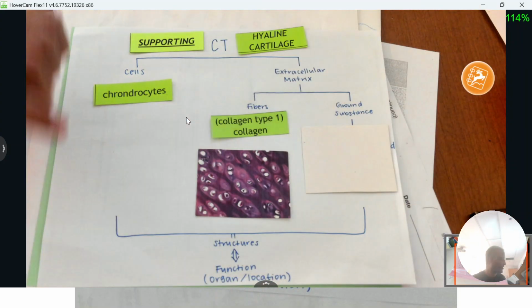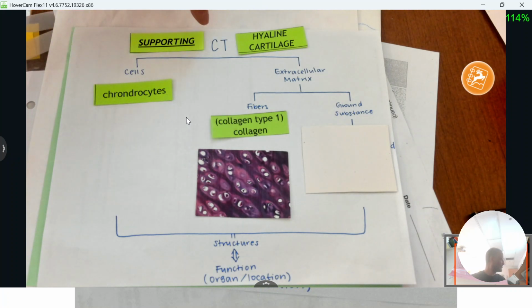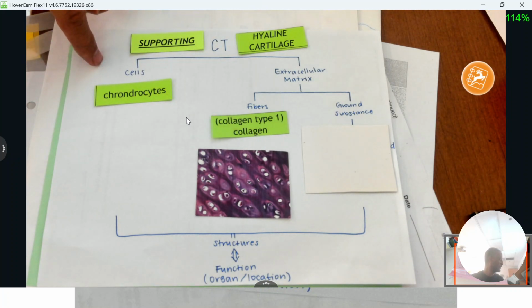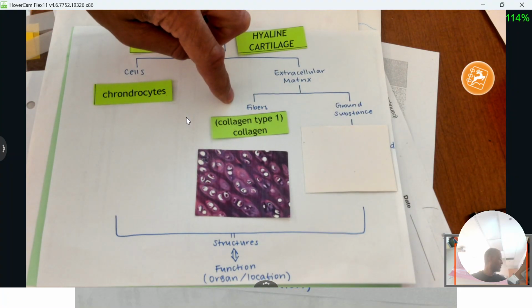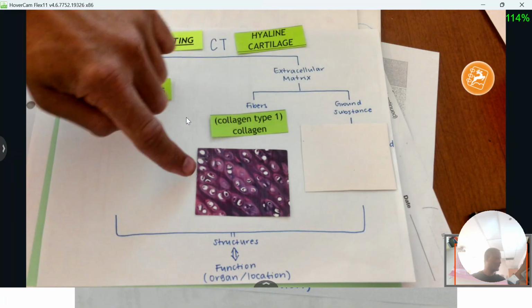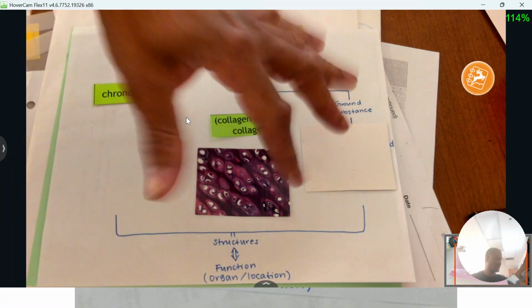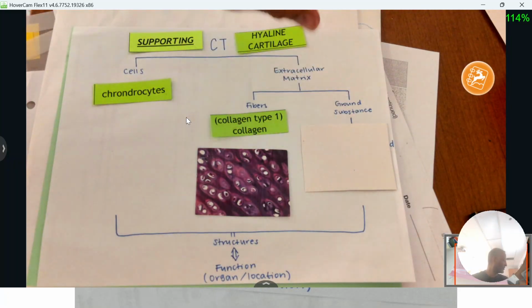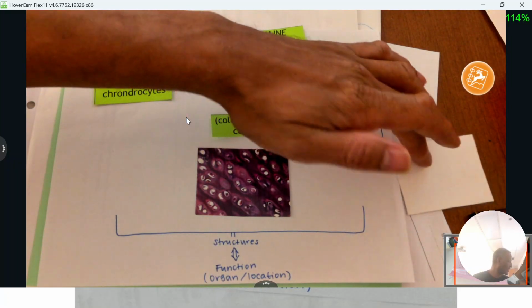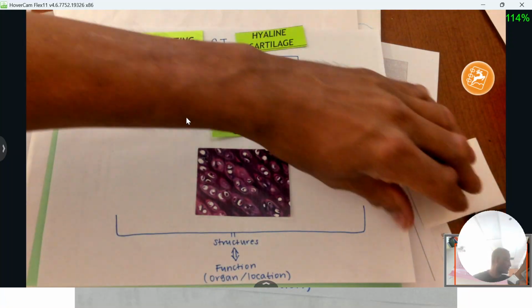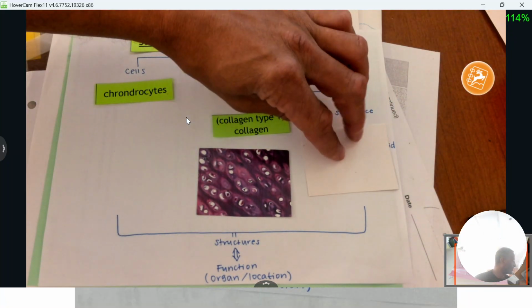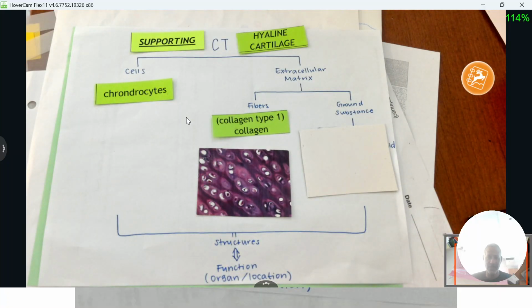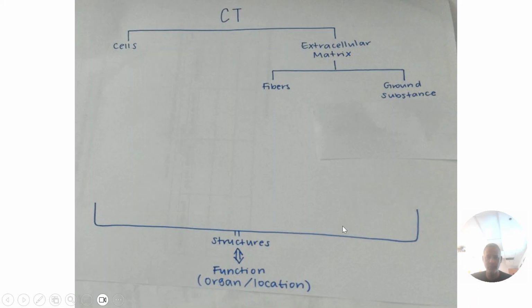As you can see, supporting connective tissue, hyaline cartilage, the cells are chondrocytes. The extracellular matrix is a fiber called collagen, and there's a picture of it. Then there's the ground substance, and the glassy nature of hyaline cartilage, which I'm not going to elaborate on. That's kind of what we're doing. The students are looking at microscope work, the cartoon picture, and the actual micrograph picture.